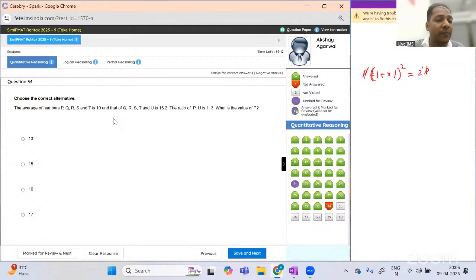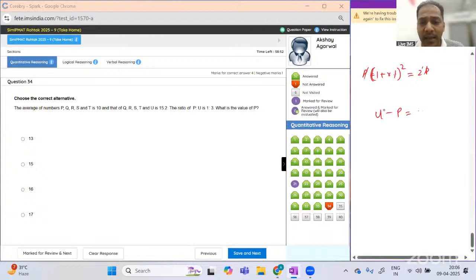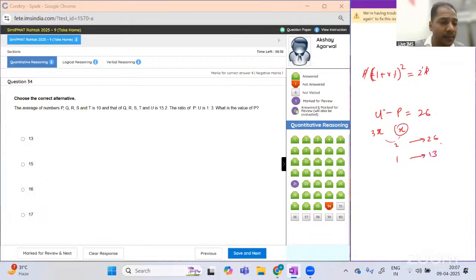The average of numbers PQRST is 10 and QRSTU is 15.2. So that means the difference between P and U is 5.2 into 5. That's 5.2 into 5, 26. So U minus P is 26 and the ratio between them, P is to U, is X is to 3X. Therefore, the difference is 2X. 2 parts is 26. Therefore, the value of P is 1 part, that is 13.